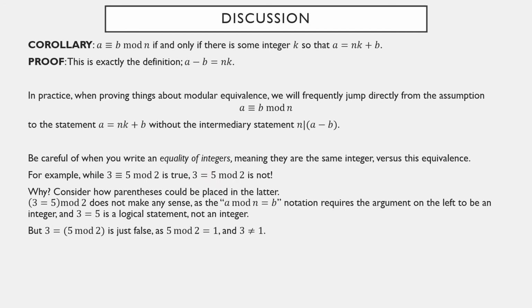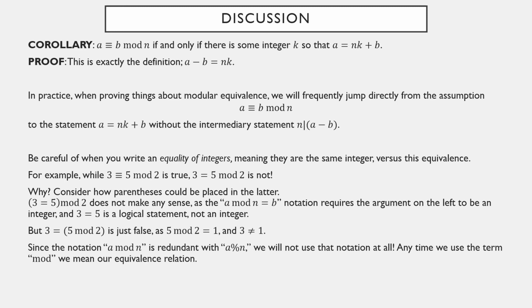3 equivalent to 5 mod 2, however, is a true statement since 2 is a factor of the difference. So do distinguish equivalence modulo n with equality of integers. The equal sign is very, very strong. It means the two things on either side are exactly the same thing. If you don't mean that the two things on either side are exactly the same thing, then don't write the equal sign.